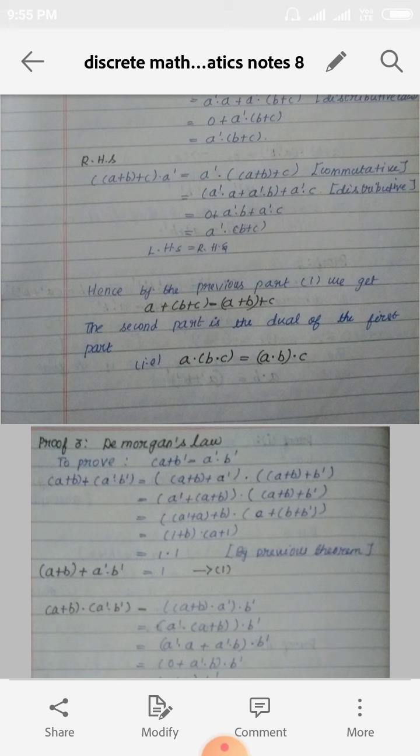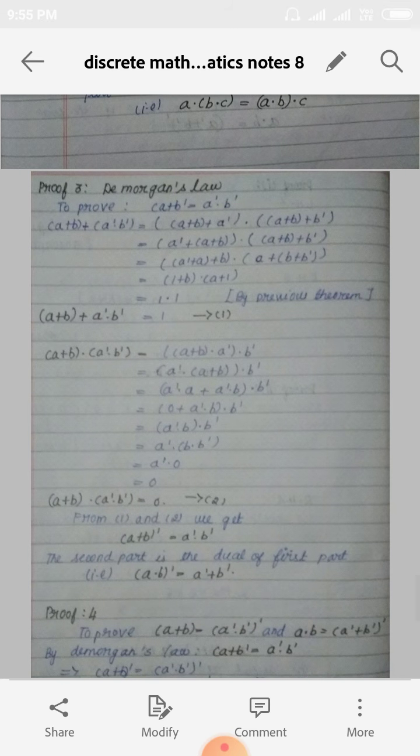And the third one is De Morgan's law. See the De Morgan's law. We have to prove that a plus b the whole dash is equal to a dash plus b dash. Okay.